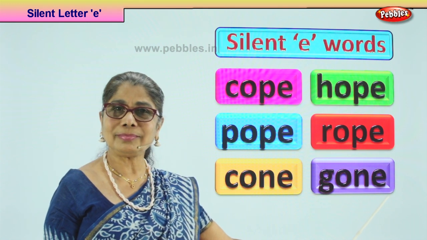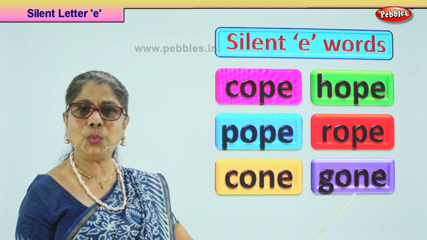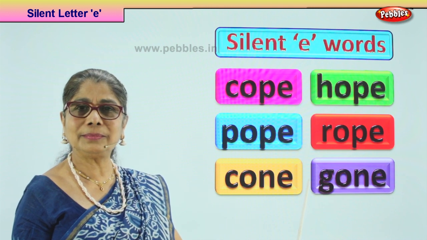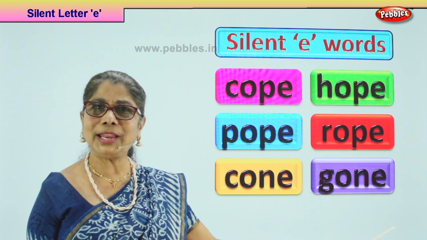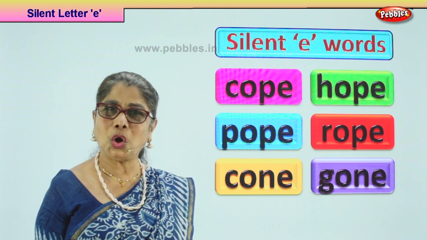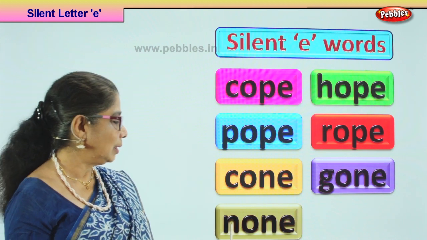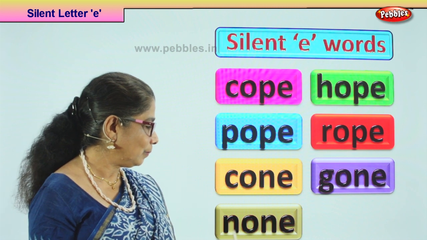Gone. You want to go out and play. Mummy says, no, wait. Wait for the sun to go down. Then you say, Mama, the sun has gone down. Shall I go out and play? Gone. Let's look at our next silent E word, none.